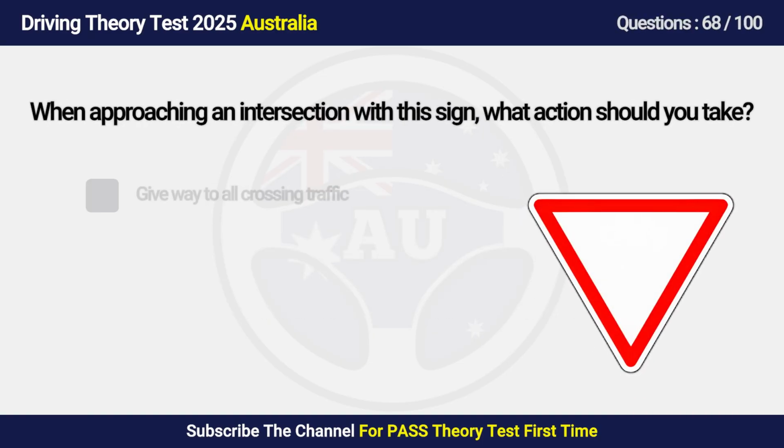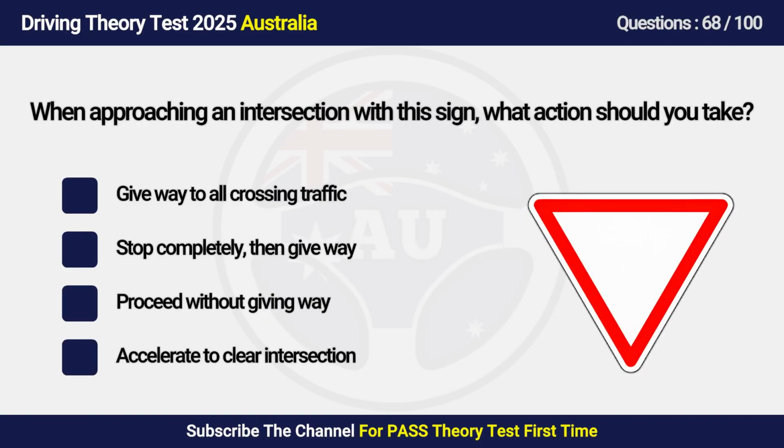Question 68. When approaching an intersection with this sign, what action should you take? A, give way to all crossing traffic. B, stop completely then give way. C, proceed without giving way. D, accelerate to clear intersection.